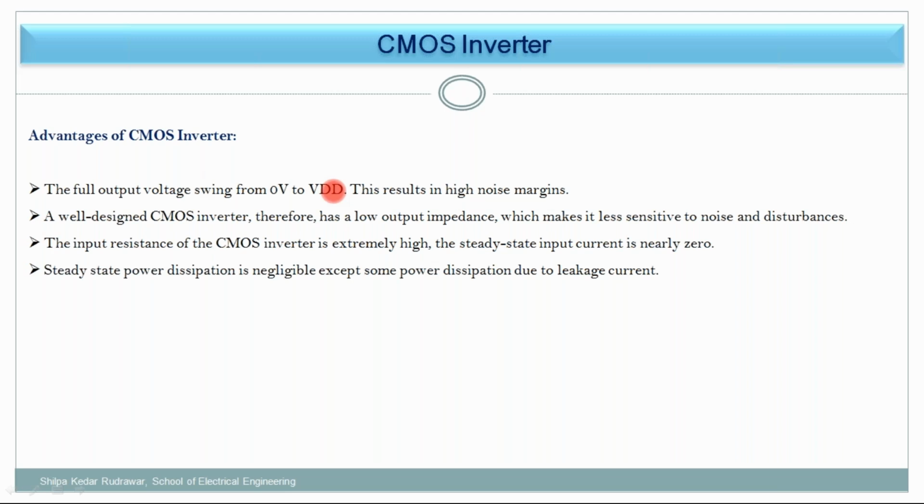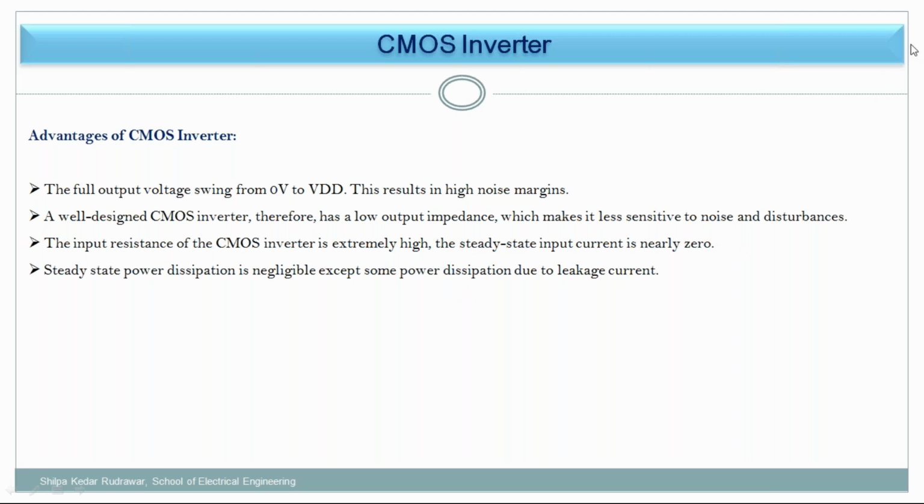Hope the things are clear with you. That is maximum swing from 0 to VDD. It has high noise margin, meaning it is immune to noise. We can say it has high input impedance, low output impedance, and static power dissipation is less.